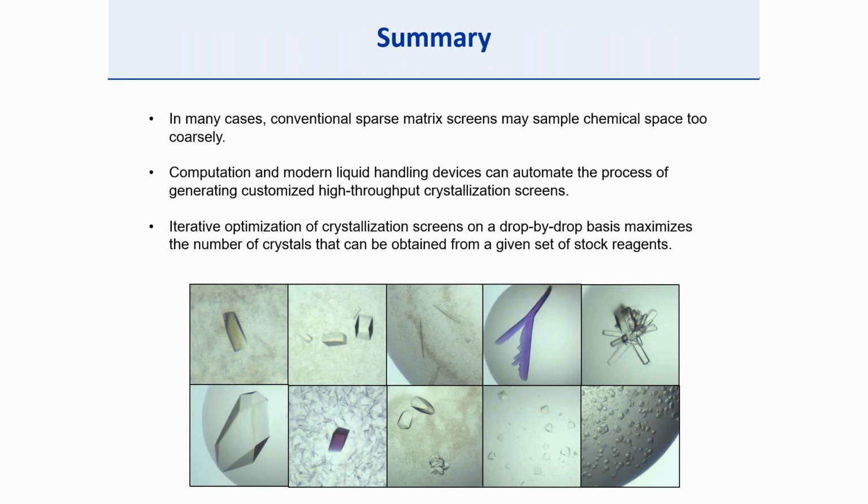So with that, a quick summary: in many cases, conventional sparse-matrix screens may sample chemical space too broadly. You may be close to a crystallization condition, but if you're not right on it, you will skip that entirely. Using computation and modern liquid handling devices, we can now automate the process of generating customized, high-throughput crystallization screens. And then we can iteratively optimize these screens on a drop-by-drop basis to help maximize the number of crystal hits that can be obtained from a given set of stock reagents.